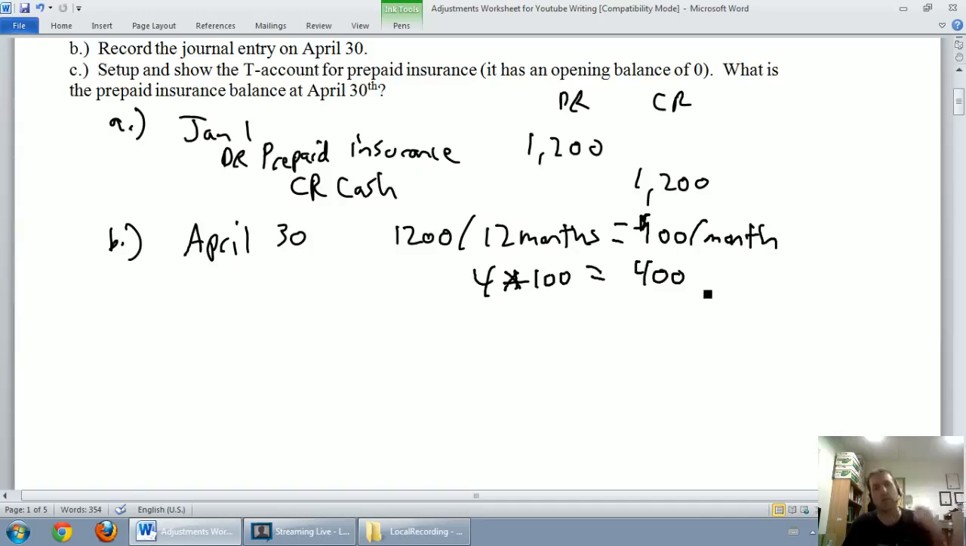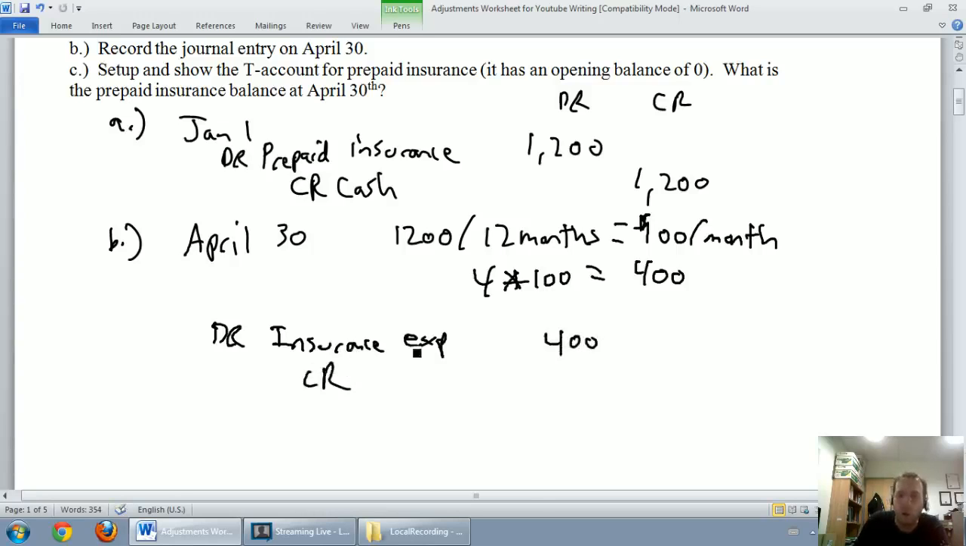We need to expense it. We need to say this is a cost. So we're going to debit insurance expense. We always debit expenses. Remember that. And again, the date's April 30th. For $400. And we're going to credit, and I hope you've guessed it, prepaid insurance. We wanted to say our prepaid insurance was $1,200. We had a $1,200 asset. That asset needs to be reduced by $400. So let's credit our prepaid insurance.